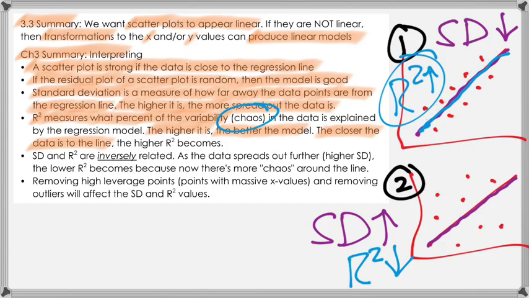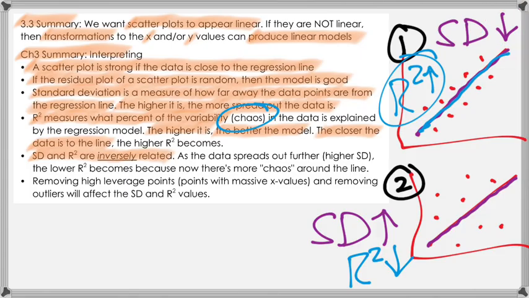And then in the next bullet point, standard deviation and R squared are inversely related. Inverse meaning they are opposite. As one goes up, the other goes down. And if you look at the arrows that I just drew right here, you can see that inverse relationship.